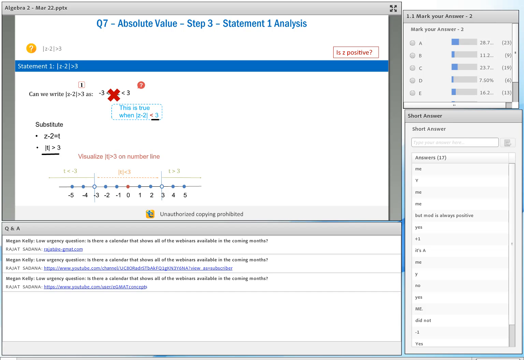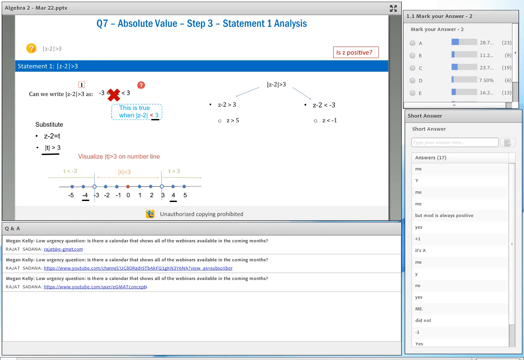Because -4, the absolute value of -4 is 4, which is greater than 3. The absolute value of +4 is 4, which is greater than 3. Okay. So if |Z - 2| is greater than 3, then this means that it can be split into Z - 2 is greater than 3 for Z being positive, and Z - 2 is less than -3 when Z is negative. That's how you open the absolute value.